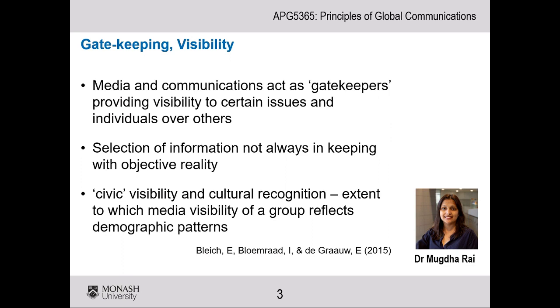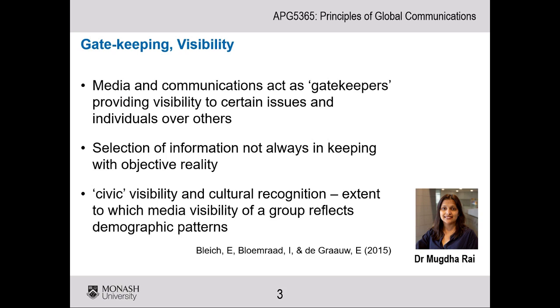And of course, if we think about things like the excessive coverage of celebrity or sport, or the way in which elite politics is prioritized in our news, I think that gives us some indication of the fact that the selection of information is based on a range of priorities and not necessarily just how important, objectively speaking, an issue is.